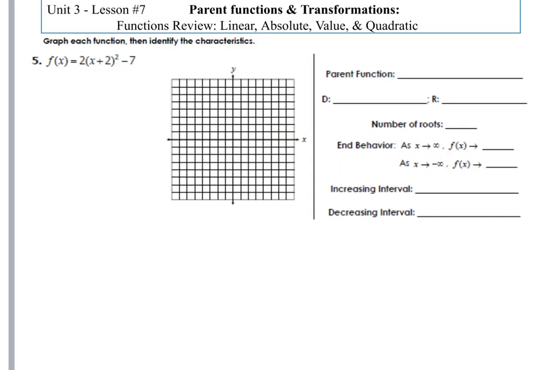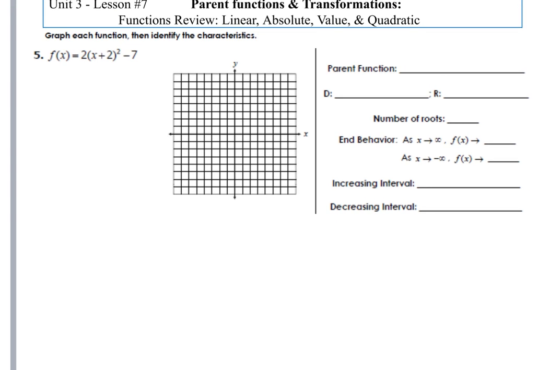Okay, number 5, we have f of x equals 2 times (x plus 2) squared minus 7. Okay, as soon as we see a squared, that means that we have a quadratic. That's our parent function here, meaning we're going to have a parabola. We're going to have a happy parabola or sad parabola. Okay, 2 is positive. That's our a value. So we end up with a happy smiling parabola, arrows ending up. Okay, I love this one.